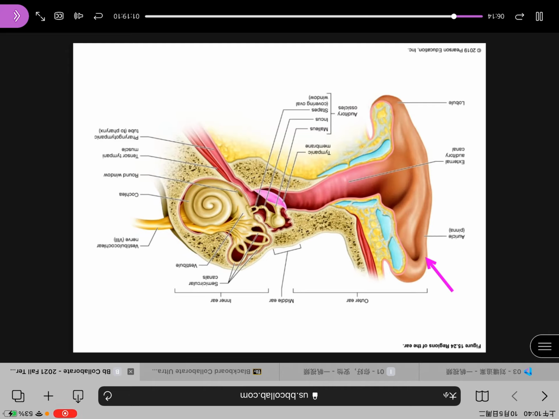Now, the auricle or pinna is made mostly of elastic cartilage. So right now, take your hand and pull on your auricle gently. Don't pull too much. Or fold it slightly anteriorly, and then let go. It recoils back very easily, right? That's because it mostly is elastic cartilage.